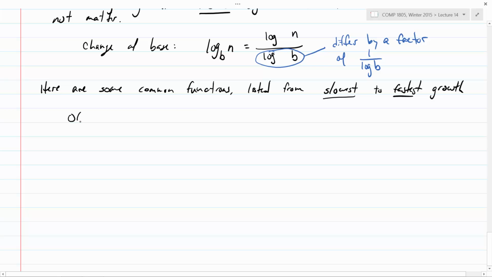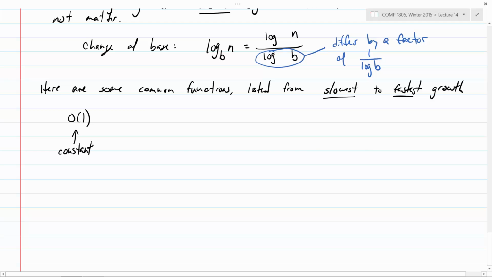So big O of 1 is basically as small as it gets, at least as this is applied to runtimes of algorithms. This means the algorithm would always take constant time. So this is typically called constant time.